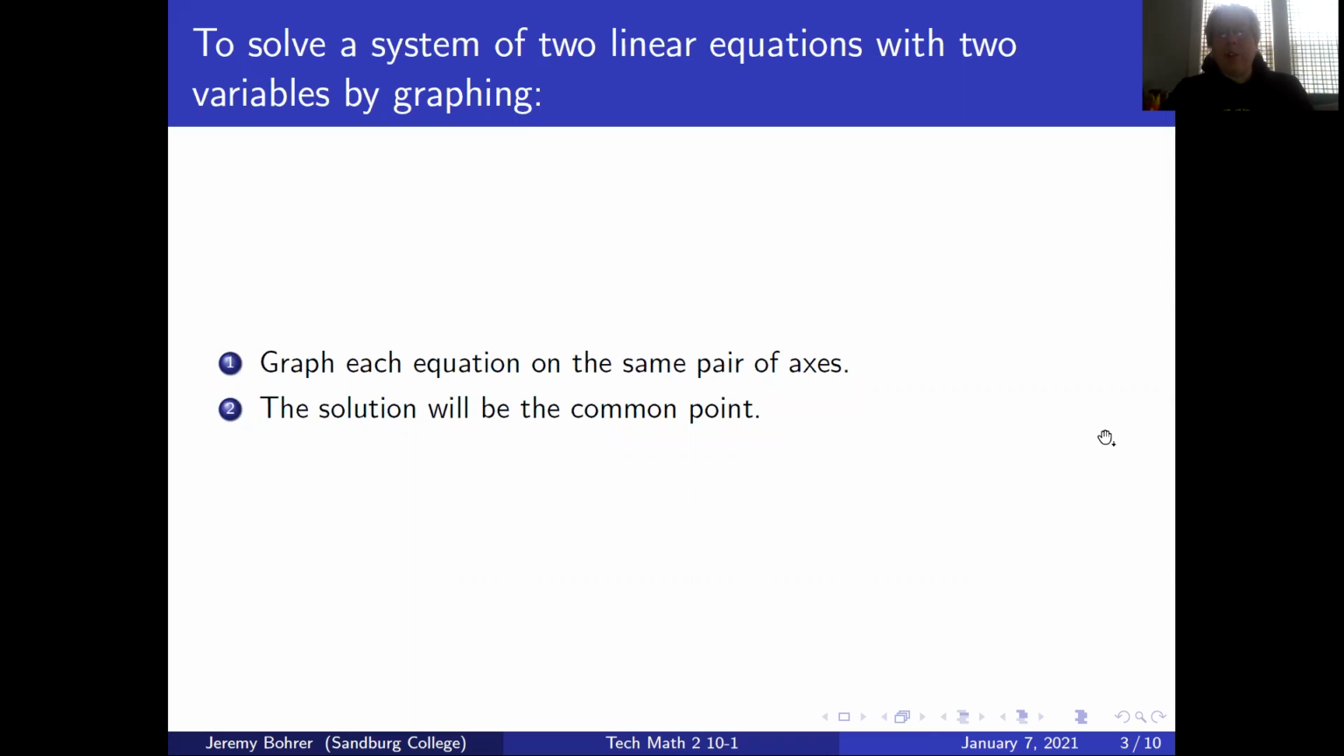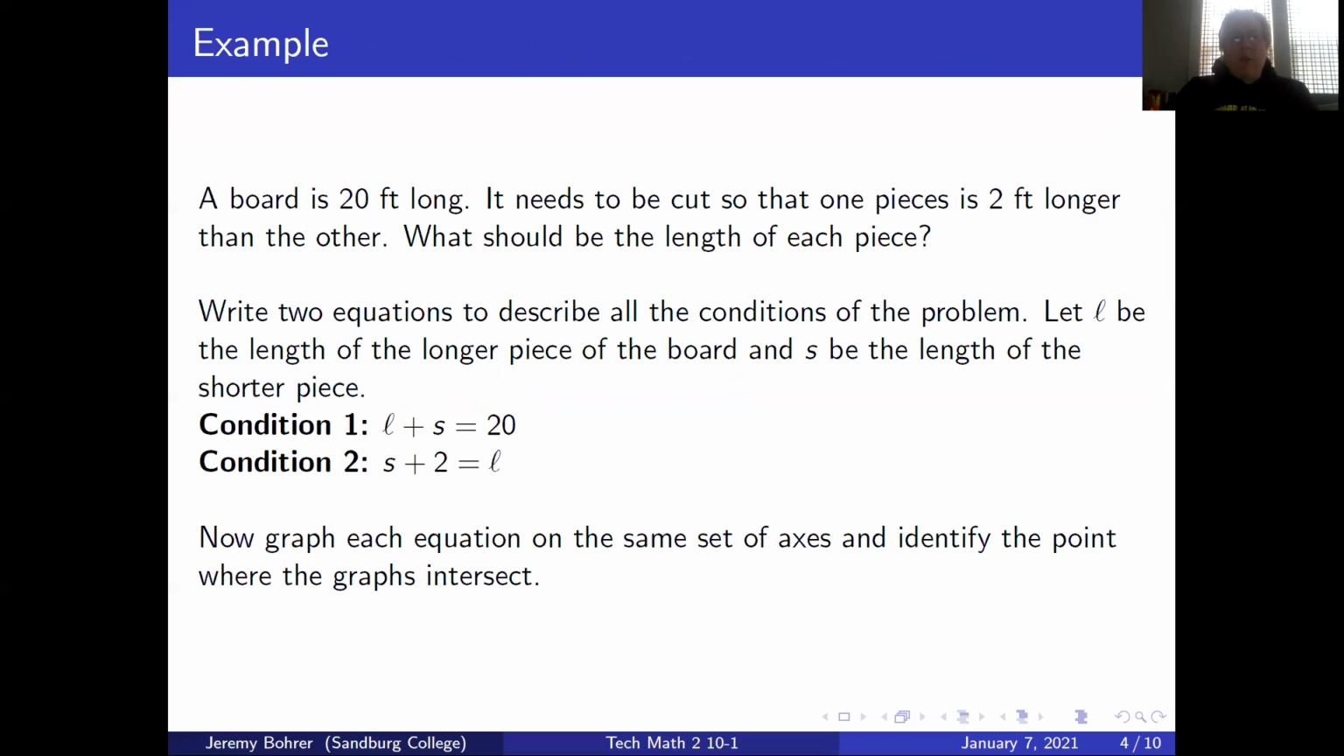To solve a system of two linear equations with two variables by graphing, first graph each equation on the same pair of axes, and then the solution will be the common point. So for example, we have this problem. A board is 20 feet long. It needs to be cut so that one piece is 2 feet longer than the other. What should be the length of each piece?